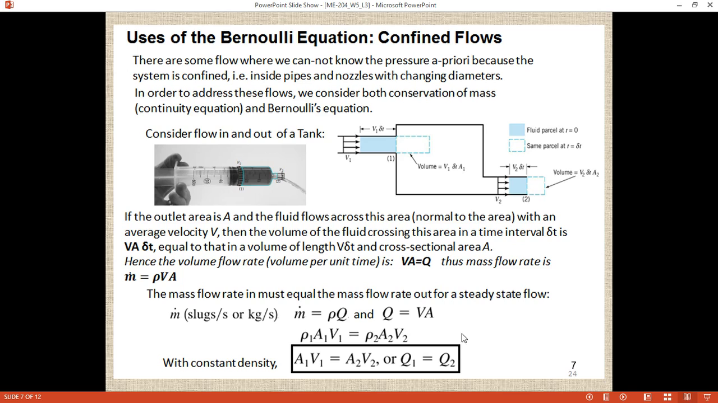Okay, if the fluid is incompressible, then volume flow rate will be equal. So let's solve one example to understand the concept of this confined flow very well. So let's say water flows steadily.